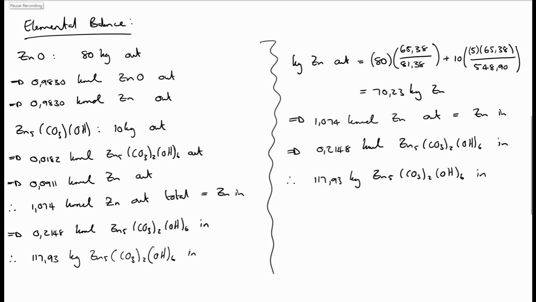And in the same way we did before, we now calculate that 117.93 kilograms of zincite is coming into the system. Now, to solve this problem, we can keep on doing elemental balances for the hydrogen and for the carbon, or for the oxygen, as we haven't used them yet. But there's a much easier way to solve this mass balance.